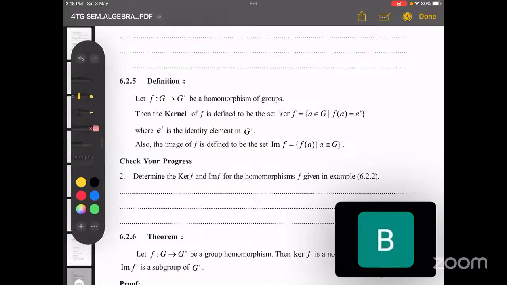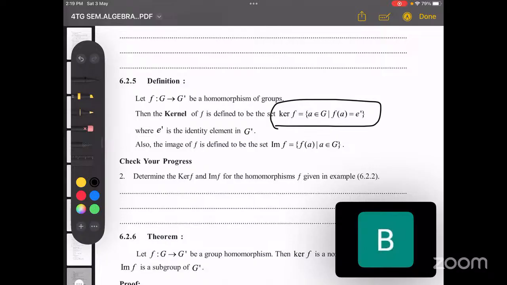Next most important one is, what is the kernel of a homomorphism? Let f from G to G' be a homomorphism of groups. Then the kernel of f is defined to be the set. This is the important definition we have. Kernel of f = {a belongs to G such that f(a) = e'}. So a is the element which belongs to group G such that f(a) = e', where e' is the identity element in G'.